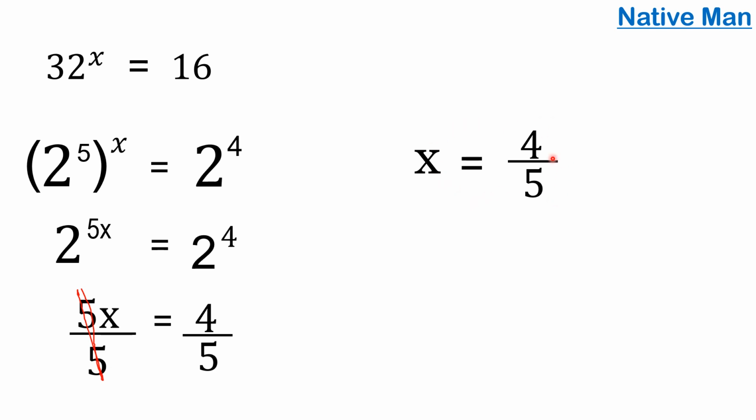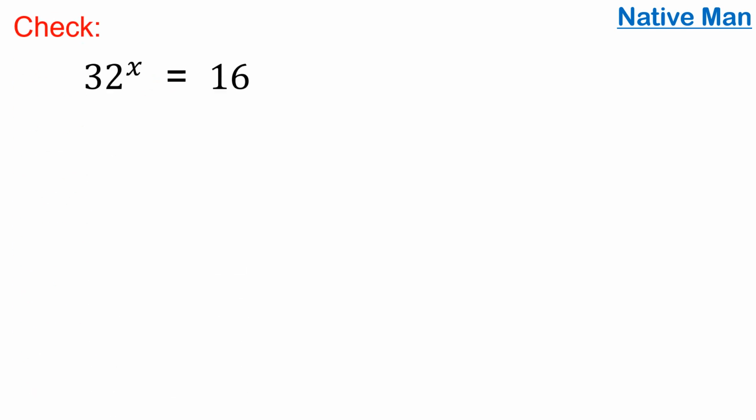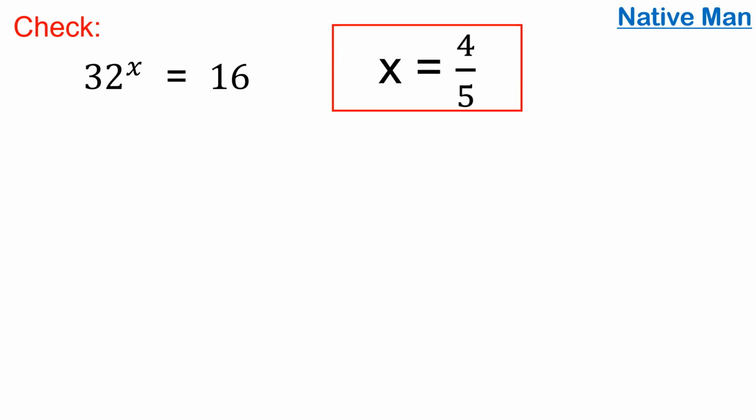So let's check if this value 4 over 5 is true in our original equation. Okay, so this is the original equation. Let us check if our answer is correct, which is the value of x is 4 over 5. So just substitute 4 over 5 for the variable x in our equation. So 32 raised to x will become 32 raised to 4 over 5 is equal to 16.